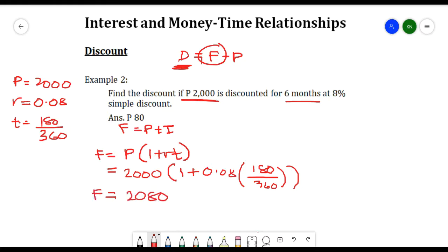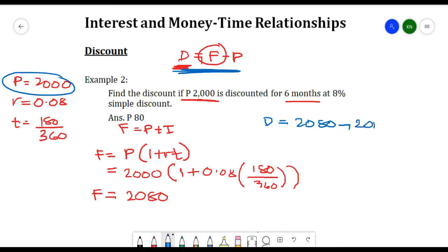Now we already have the value of our F, so we can solve for our discount amount. D is equivalent to 2,080 minus our principal worth, which is 2,000. Meaning our discount amount is 80 pesos. This is now our final answer. It is discounted by 80 pesos for 6 months. Those are all the discussion for the discount.